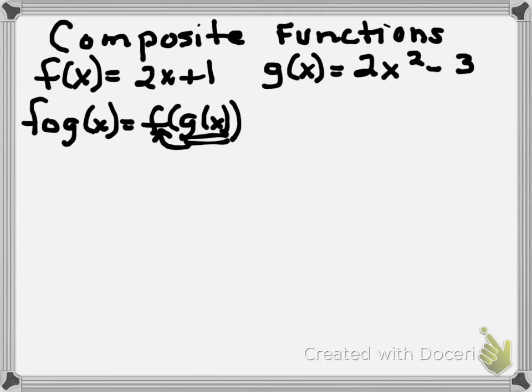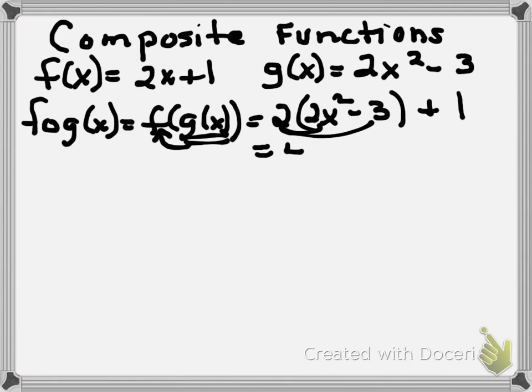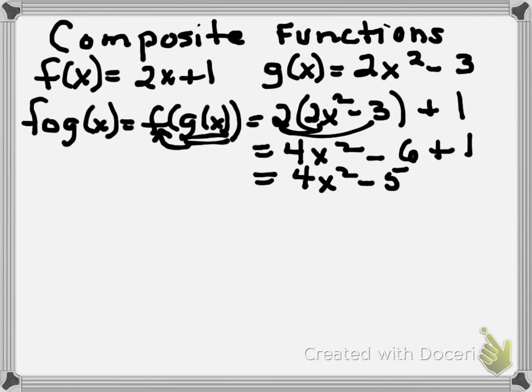So the f function is 2 and then a parenthesis for x plus 1. That parenthesis I'm going to replace with the g function, 2x squared minus 3. And then I'm going to simplify. So I left that opening by putting a parenthesis there. So that's important because now I can use the distributive property and get 4x squared minus 6 plus 1, and simplifying, 4x squared minus 5.